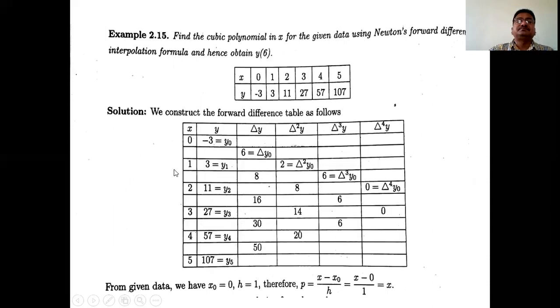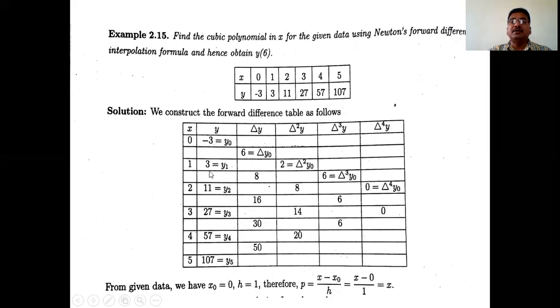So next problem: find the cubic polynomial in x for the given data using Newton's forward difference interpolation formula, and hence find y6. So we have to fit the polynomial to this data by using Newton's forward difference interpolation formula. If you observe the values of x, they are equidistant, and that's why we can apply Newton's forward, Newton's backward, as well as Lagrange's. But here the instruction is what? Use Newton's forward difference interpolation formula.